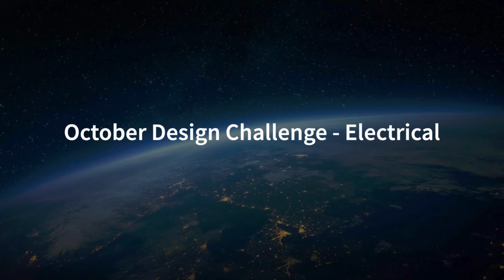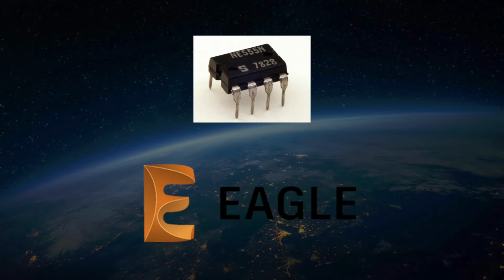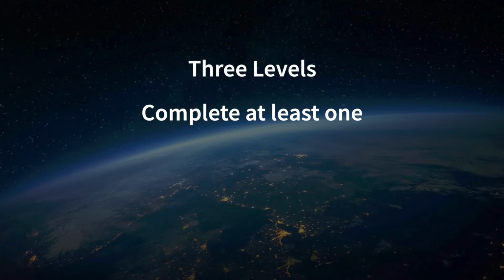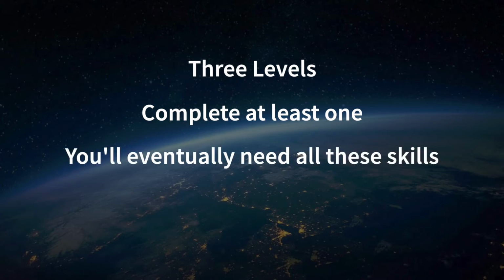Okay, so for the month of October, the electrical challenge is going to involve the use of Eagle and a 555 timer. There are three levels to this challenge, and we only really expect you to complete one of them, but if you can go through and do all three levels, you'll definitely be at a much better advantage when it comes to building stuff for the actual CubeSat. So we definitely encourage you guys to try them all out, but definitely give it a shot at one.